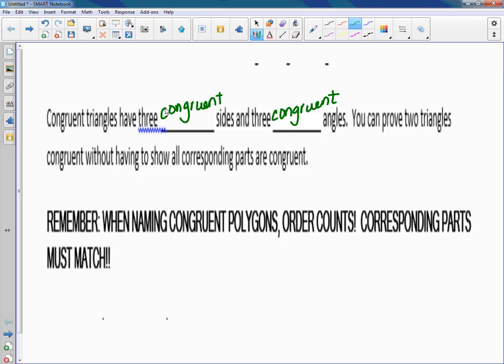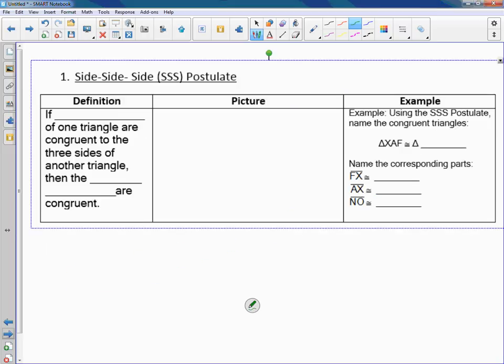All right. So you can prove these triangles without showing all the corresponding parts, which y'all learned in the last video. Remember, when naming congruent polygons, order counts. Corresponding parts must match, okay? So we are going to first talk about the 5 ways you can prove triangles are congruent.